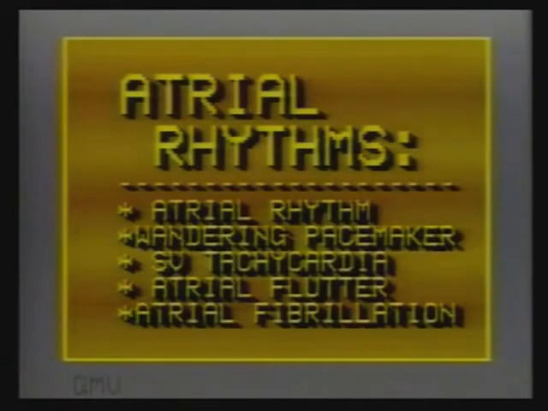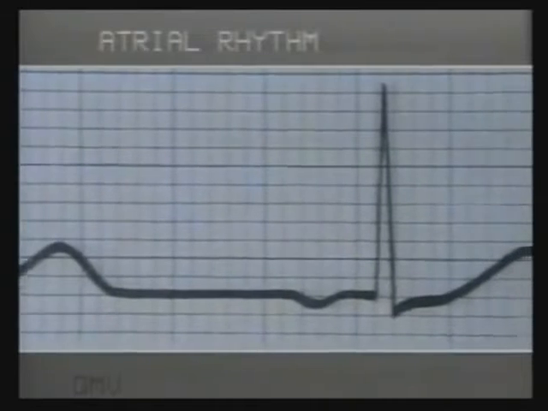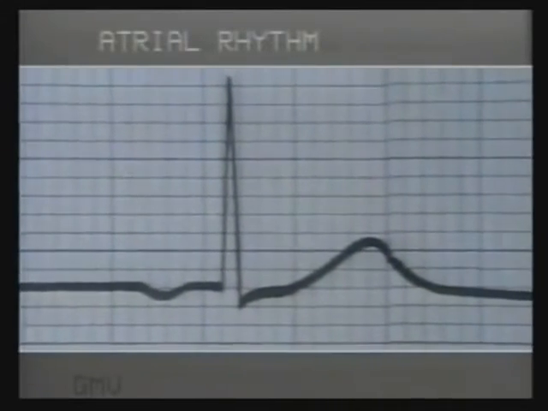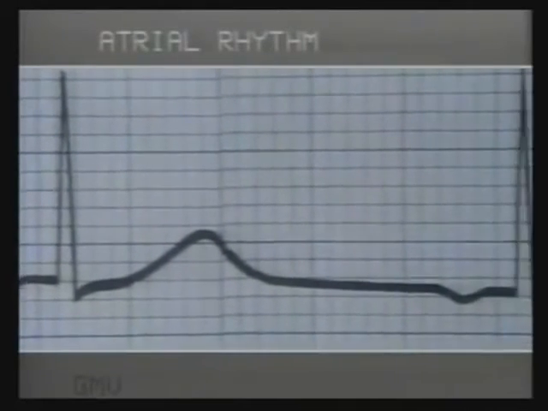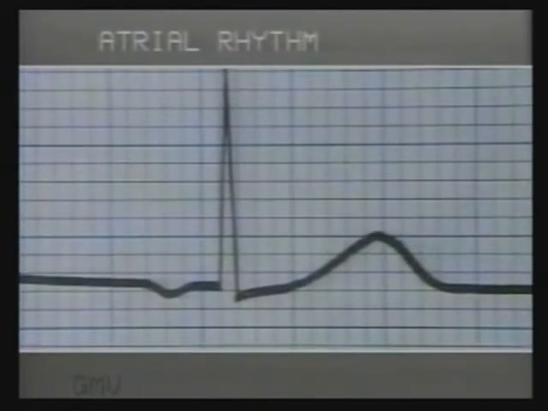Now we shall study atrial rhythms, which includes atrial rhythm, wandering pacemaker, supraventricular tachycardia, atrial flutter, and atrial fibrillation. This ECG shows lead 2 tracing with inverted P waves, that is, the impulse is arising low in the atrium and travelling backwards. This is termed as non-sinus atrial rhythm.